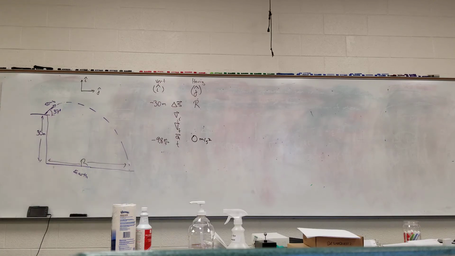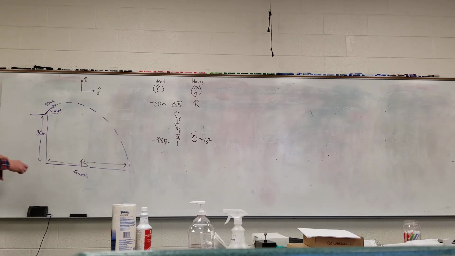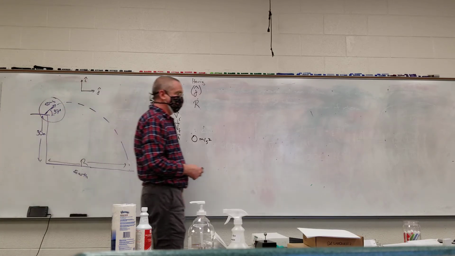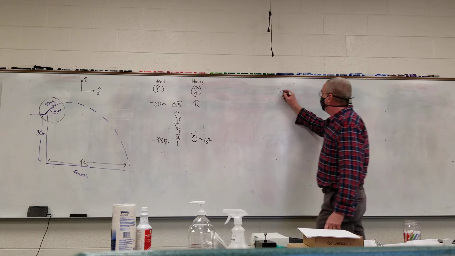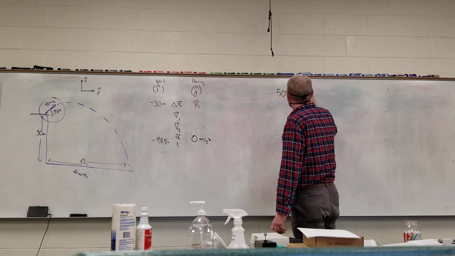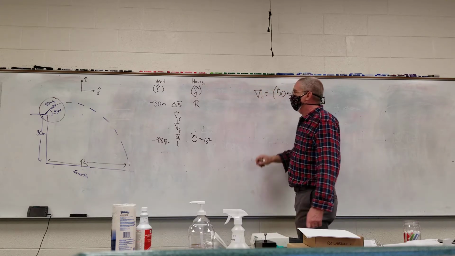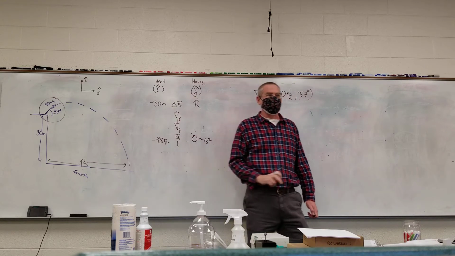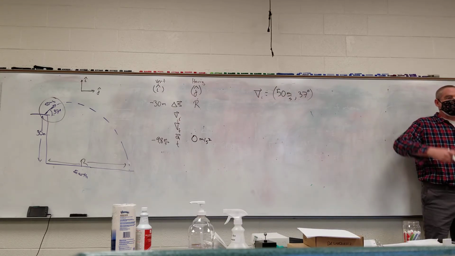There's one other bit of information given in the problem. Because remember, I need to know three things in order to get all five. My initial velocity. Now, the initial velocity I gave you in polar form, 50 meters per second, 37 degrees. That is my initial velocity. But I need to break it down into horizontal and vertical components. How much of that is to the right? How much of that is up?